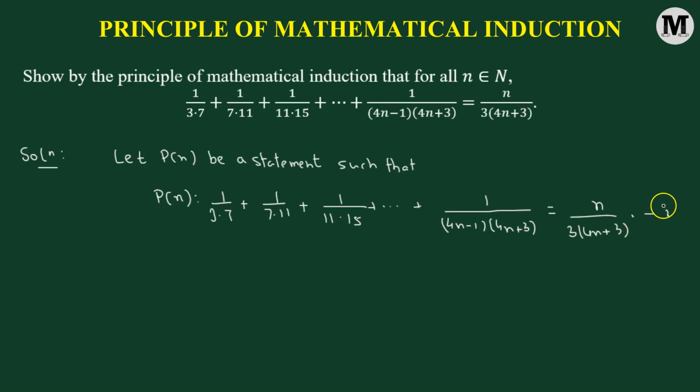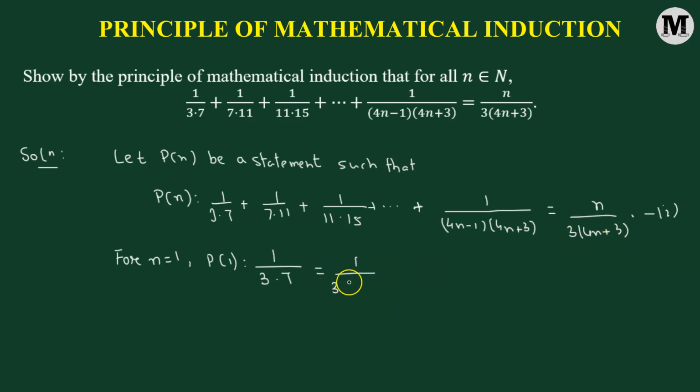So this is an equation, but we have converted it into a mathematical statement. We need to verify that this is indeed a true statement for any natural number that we pick. To begin with, we consider the first natural number, which is 1. So for n equals 1, we get P(1), where we only have to consider the first term, which is 1 over 3 times 7. This is equal to n over 3 times (4n plus 3), where we replace n with 1.